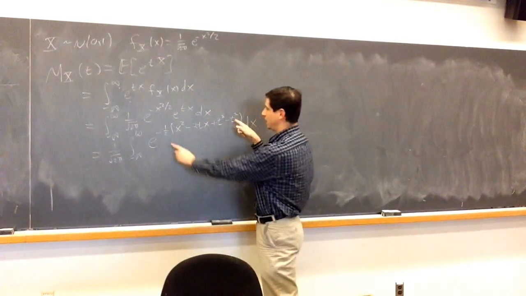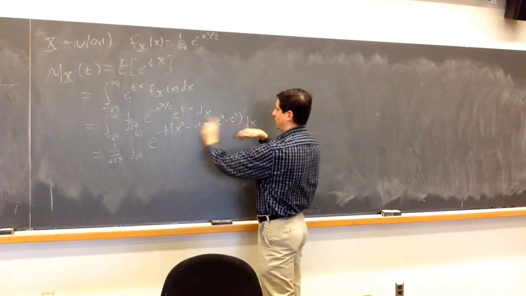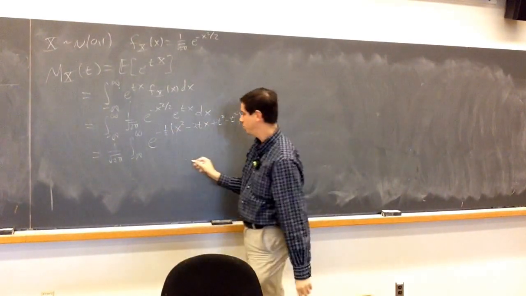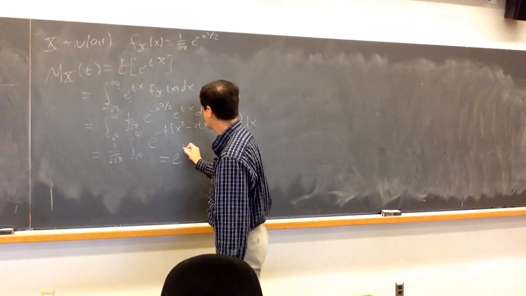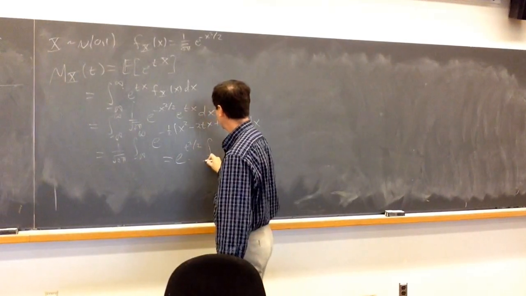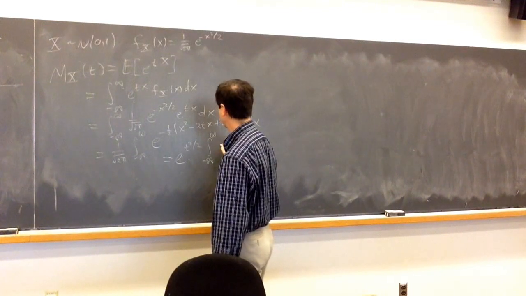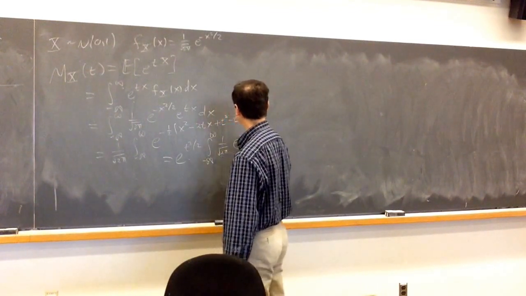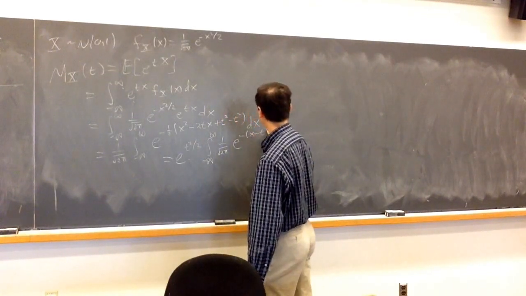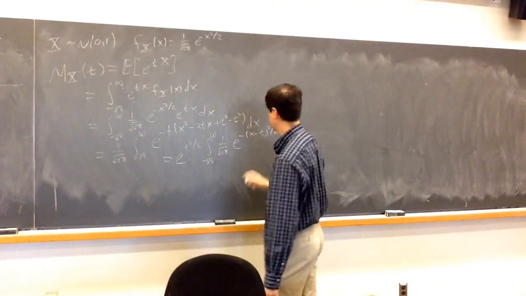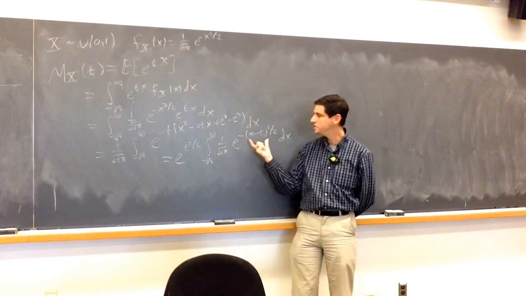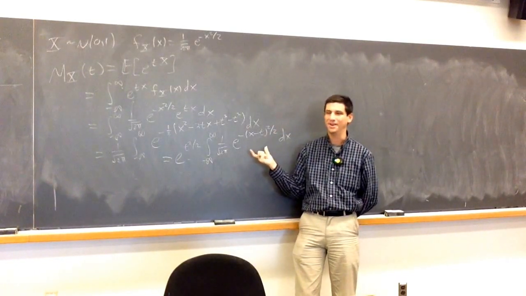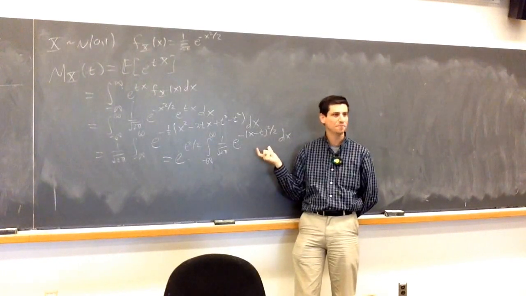All right, well, now we can pull out the negative 1/2 times negative t squared, because this has no x dependence. So we pull that out, and we get e to the t squared over 2. And now we have an integral from minus infinity to infinity of 1 over square root of 2 pi e to the negative x minus t squared over 2 dx. What does this integral equal? 1. Why does this integral equal 1?